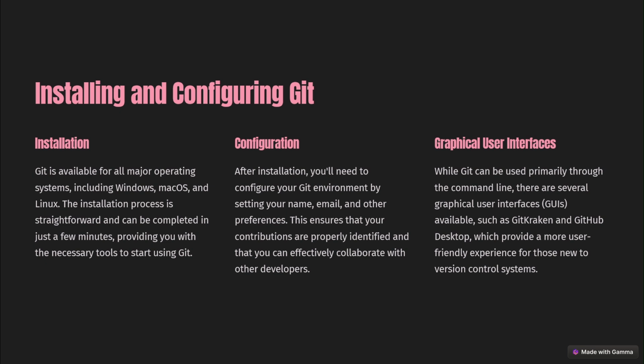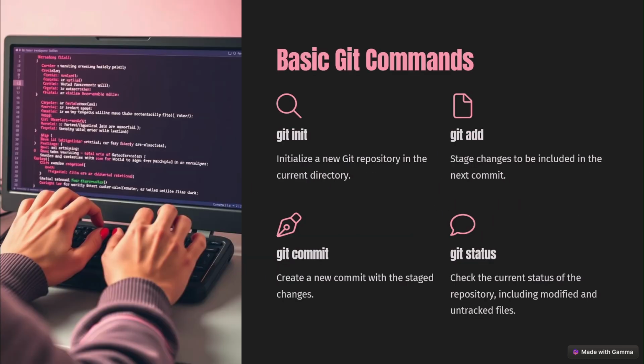To start with Git, you need to install it. Git works on Windows, Mac and Linux and installing it takes a few minutes. After installation, set up your Git profile by adding your name and email. This way others can see which contributions are yours if you are working in a team. Not into typing commands? No problem. There are user-friendly tools like GitHub Desktop that let you use Git with simple clicks.